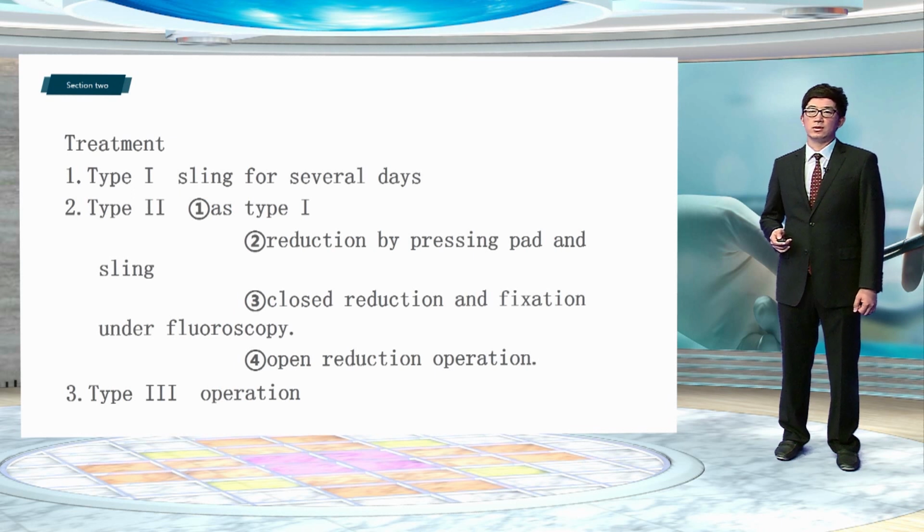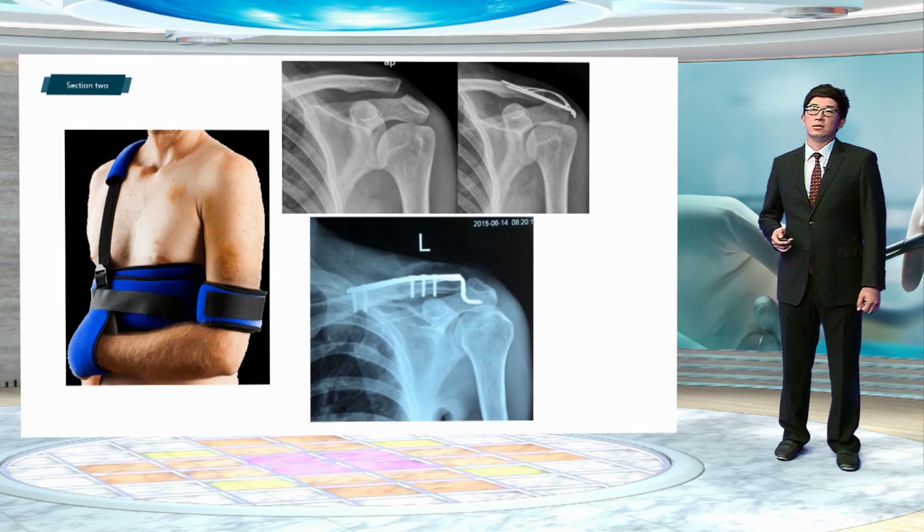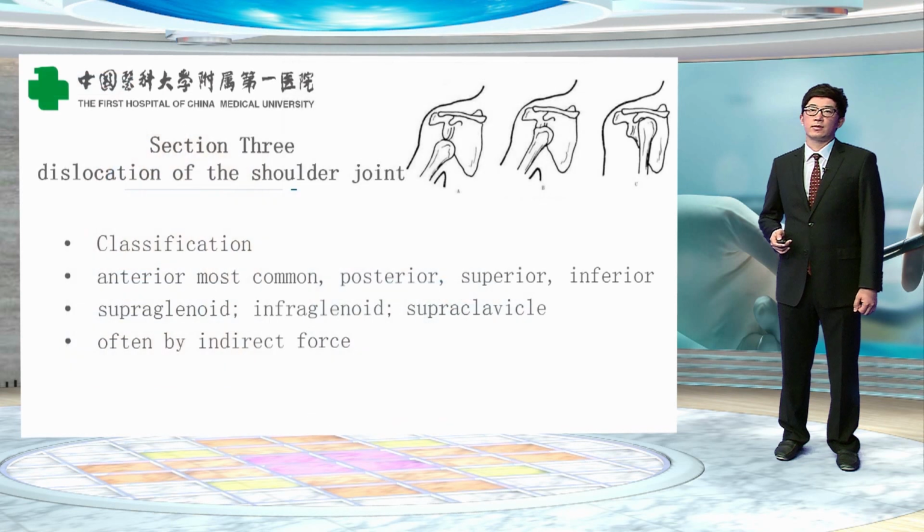For type 3, we do the operation. This picture shows the sling and how we do the surgery. We can use the plates and screws, also the K-wire, to do the surgery.